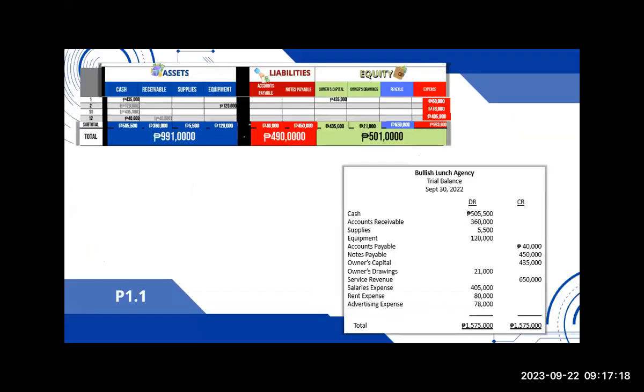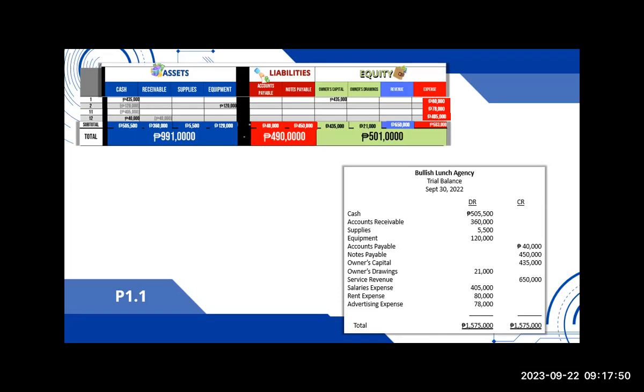Right? So now, let's just recreate this trial balance. So ano yung mga steps? Step 1, know the format. Row 1, name of the company, Bullish Launch Agency. Row 2, what is the statement of the account? Trial balance. Row 3, September 30, 2020. So kailangan as of. Please, as of. So sayang yung points if hindi lang tama yung labels.